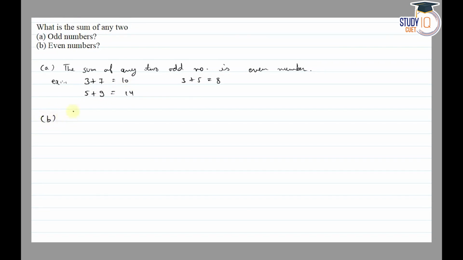Second part B is the sum of two even number is even number.